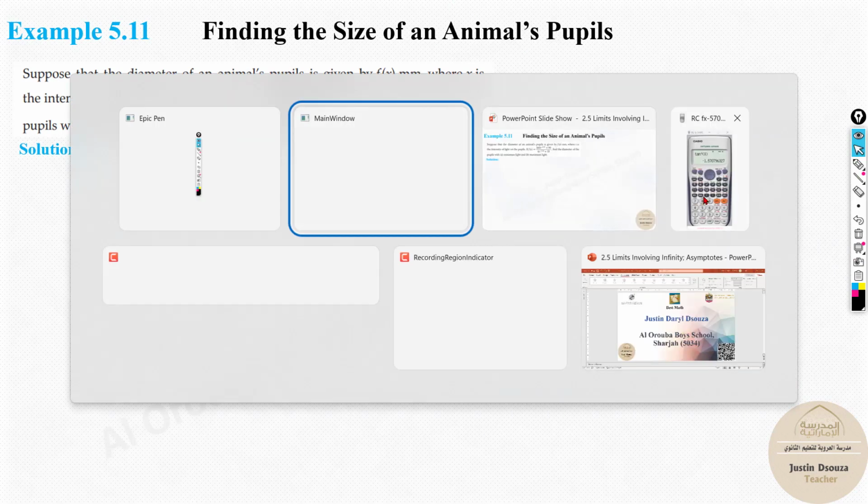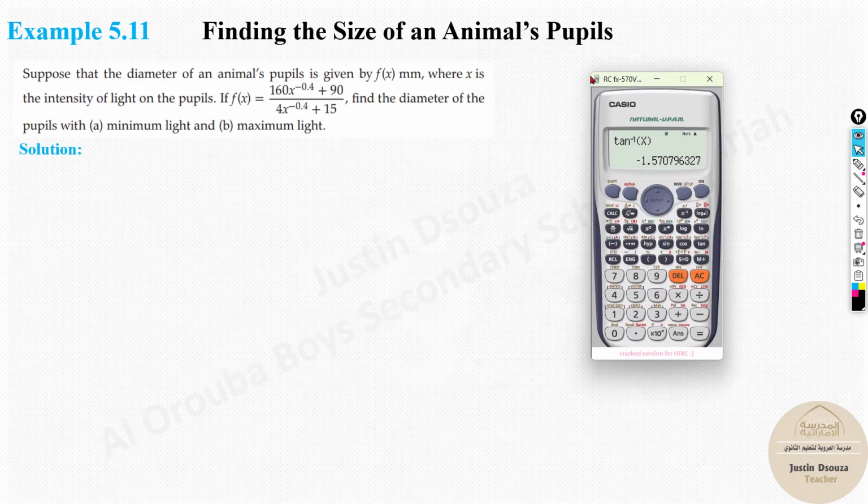Okay, so now here there are two things: minimum light, maximum light. Just in the normal sense, what do you think is minimum light and maximum light? How much is minimum light? Is it minus infinity, plus infinity, or 0? Now, if you're thinking minus infinity, it is wrong. Minimum light would mean it's 0, whereas maximum light means too much light, infinity. Okay, so we have to solve this at two instances, at 0 and at plus infinity. Why?